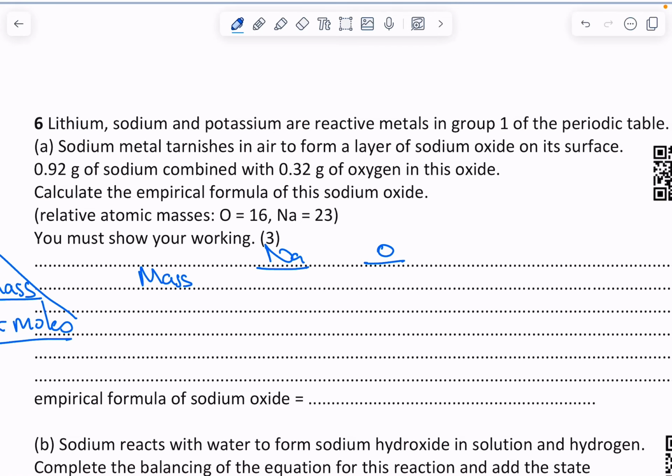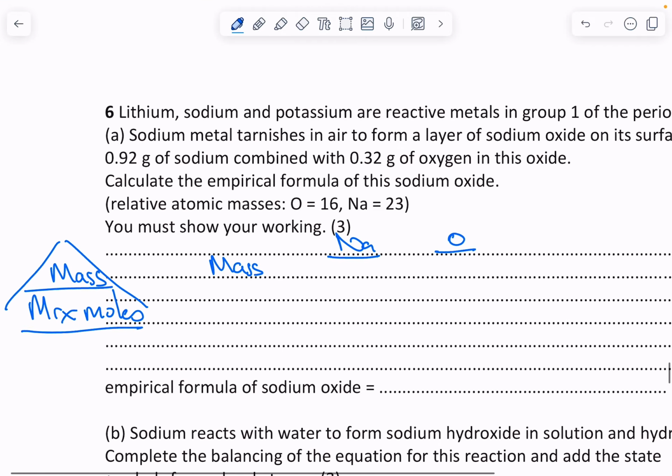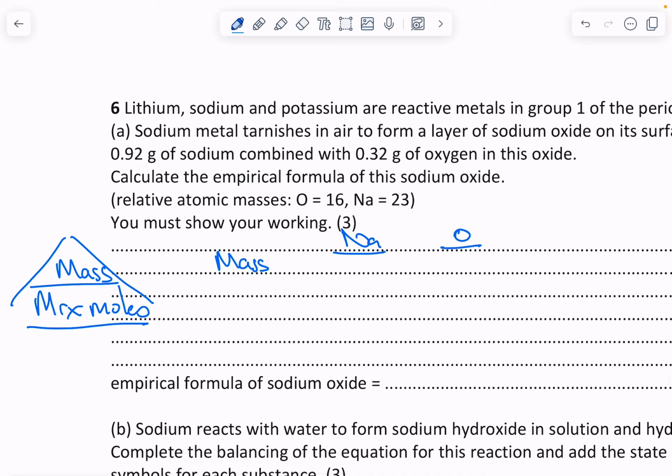This is an empirical formula calculation, and to do this we use our Mr Moles triangle. We start off with the mass, and the mass is given to us in the question: we're told there is 0.92 grams of the sodium and 0.32 grams of the oxygen. The next thing we do is record the Mr, which is atomic mass in this case. So sodium is 23 and oxygen is 16.